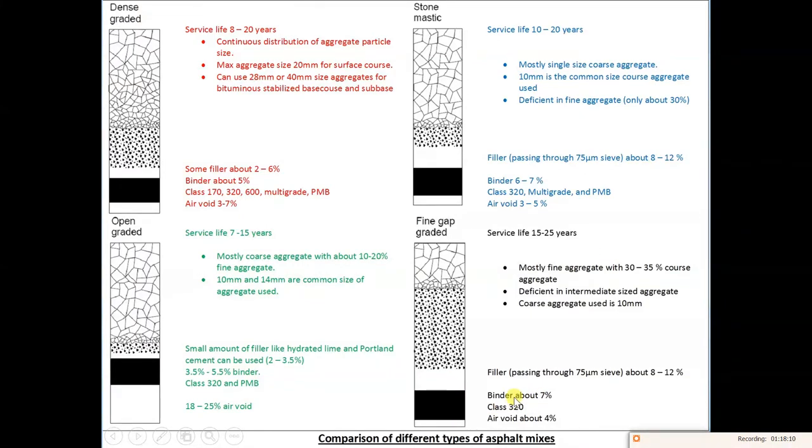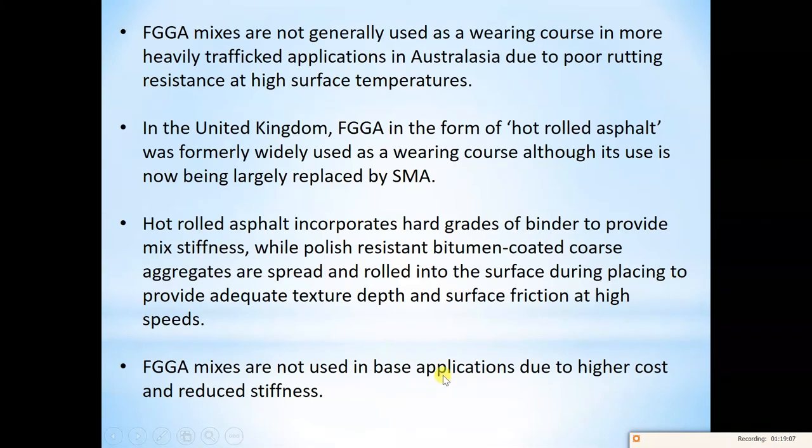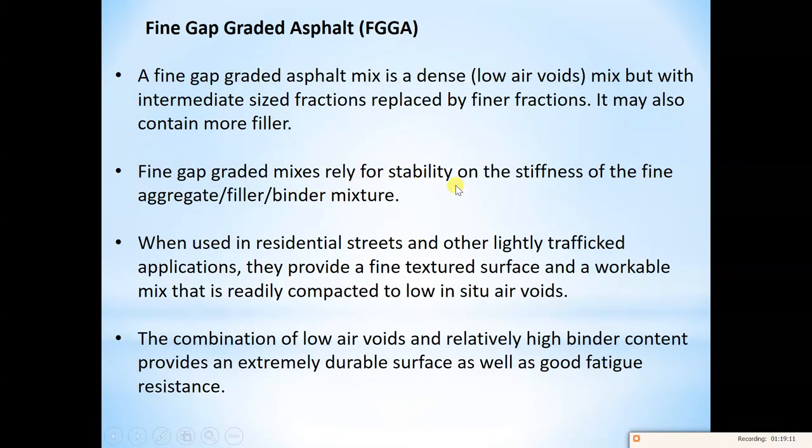There's some of the highest amount of binder among the four types. These two are the same, about 7%, and they have a lot of filler, around 12%, as compared to the dense graded, only about 2 to 6%, and open graded, about 2 to 3.5%. So the stiffness is a lot, actually even more than the stone mastic, because this one has filler and even more fine aggregates. The stone mastic has less fine aggregates. So the strength due to the binder mixture is the strongest. It has very good strength and stability.